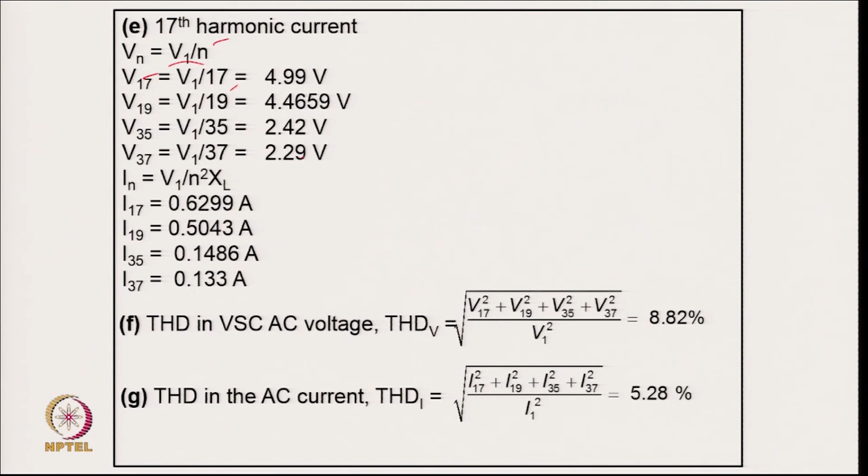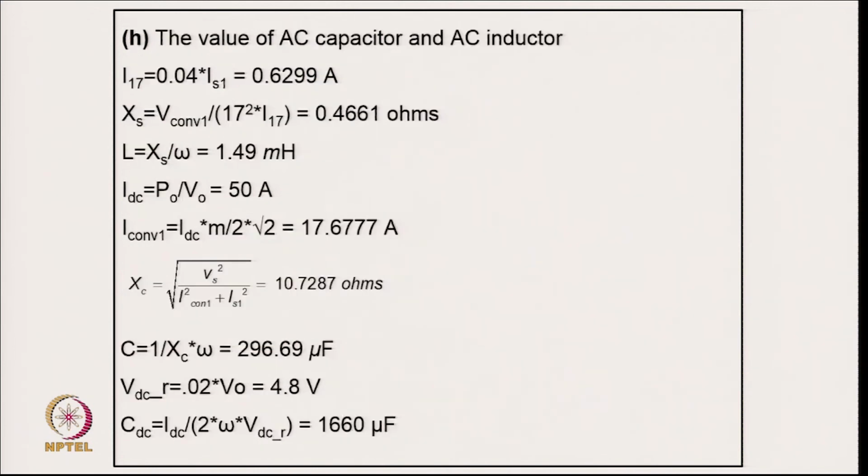So, we can have all dominant harmonics in voltage, 4 dominant ones, and similarly for current it will be V n over n squared times L. So, again there will be 4 dominant harmonics of the same order, and we can find the TAD in voltage taking the dominant harmonics. It comes to 8.82. In 18 pulse we are supposed to get only this order, and the TAD in current is again 5.28%, so that also meets the standard.